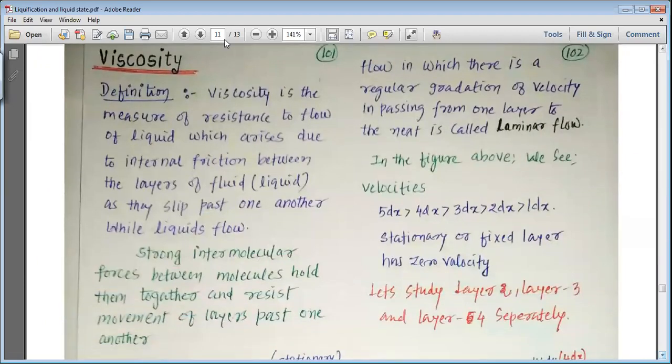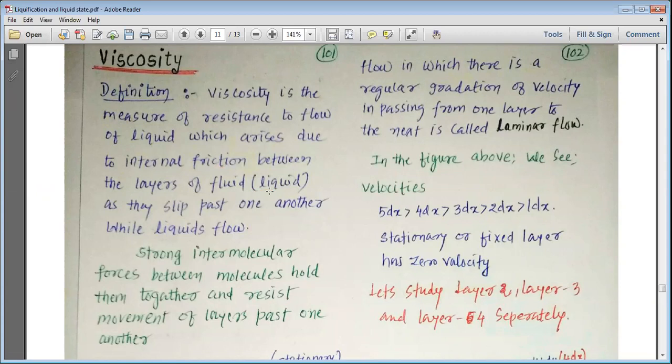Let us first look at the definition of the viscosity. Viscosity is the measure of resistance to flow of liquid which arises due to the internal friction between the layers of fluid, that is liquid, as they slip past one another while liquid flows. My dear students, please try to understand this definition. To understand this definition, you must know that liquid flows in layers.